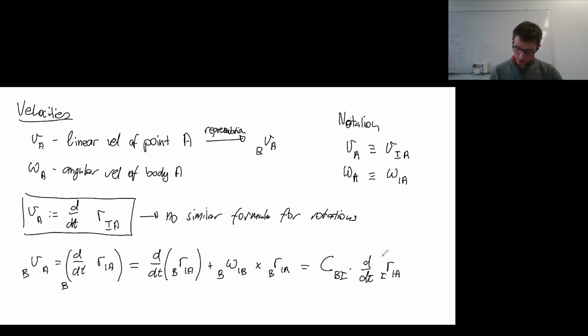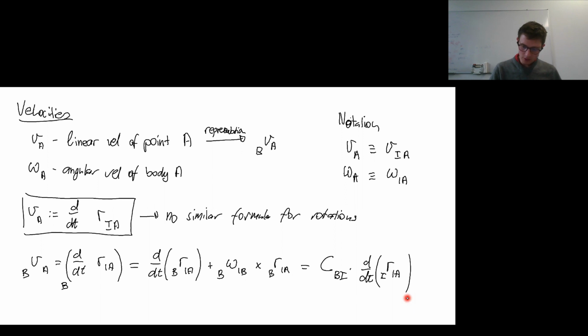Why is that? It's because if you expand the expression on the right hand side here, so the d by dt of r_IA in I, then you will see that the omega term, the second part, will disappear. That's why if you already have expressed the position vector in the I frame, you can directly take the time derivative. If you have it in a different frame that is potentially moving, like the B frame here, then another term appears, which includes this omega.